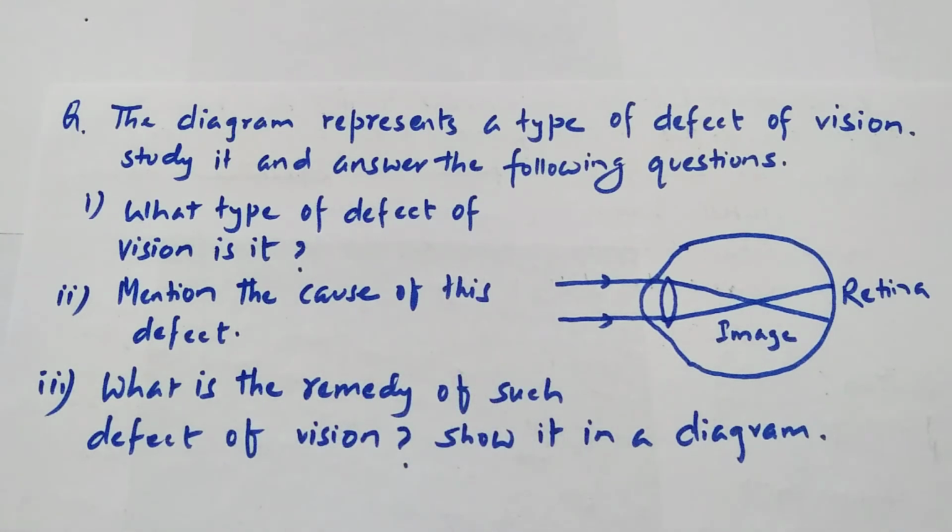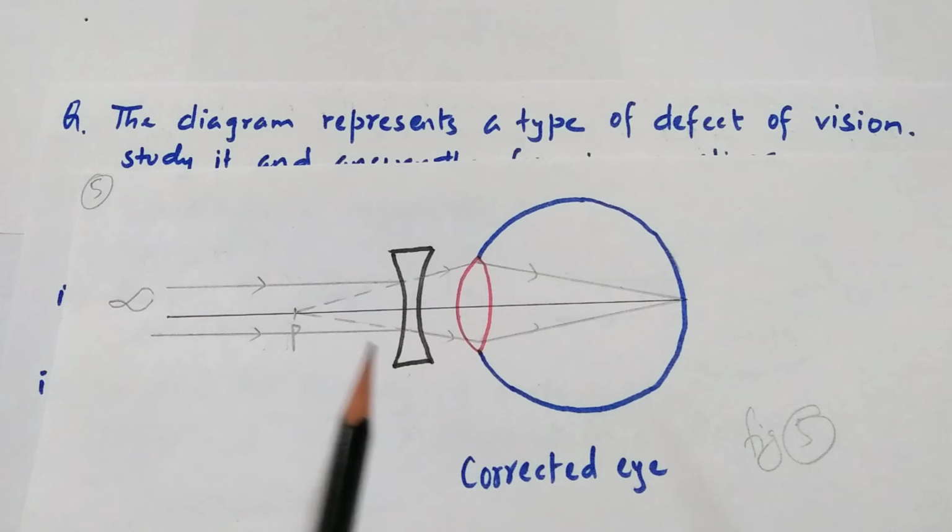Mention the cause of this defect. What are the two causes? I have already shown you at the beginning of the video: due to the decrease in the focal length of the eye lens, or you can write due to the elongation of the eyeball. So what is the remedy of such a defect of vision? The remedy is to wear a concave lens of suitable focal length, and we have to show the diagram. What type of diagram should there be? This should be your diagram.